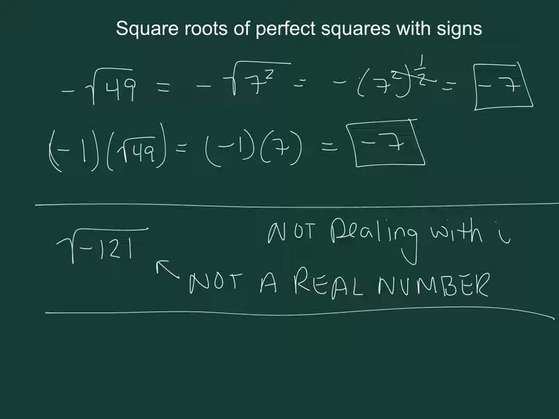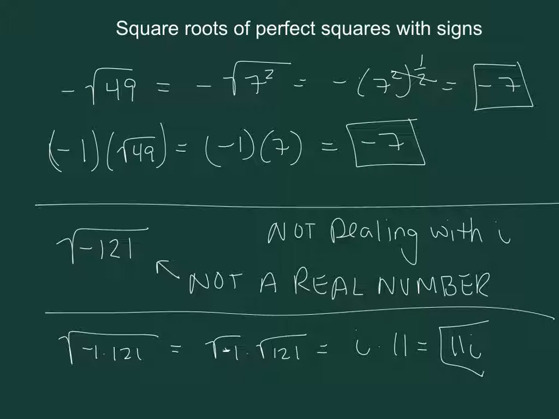Okay? Now we know that this is really the square root of negative 1 times 121, which would be the square root of negative 1 times the square root of 121, which would equal i times 11, so we would write it as 11i. So that's what you would actually turn it into if we were dealing with imaginary numbers. But right now, since you're not dealing with imaginary numbers, if you have any negative underneath the square root, just say it's not a real number and move on.